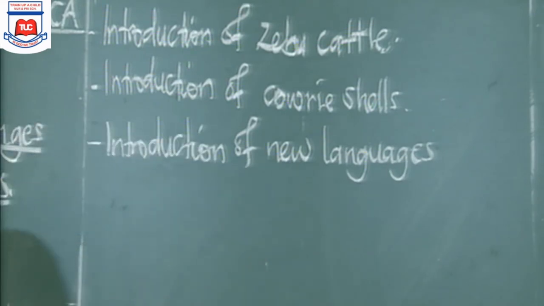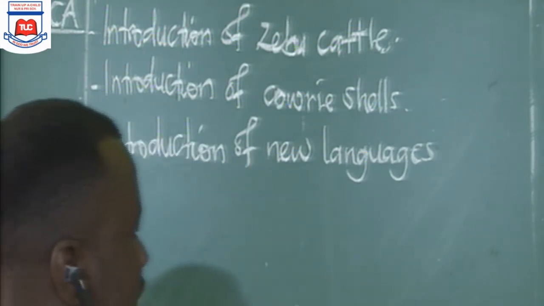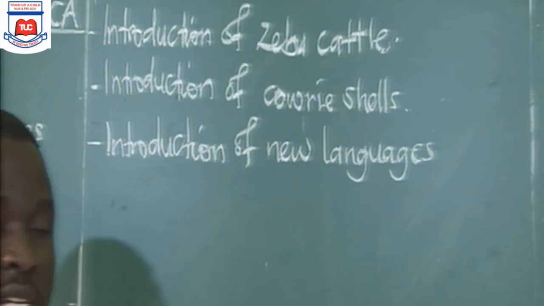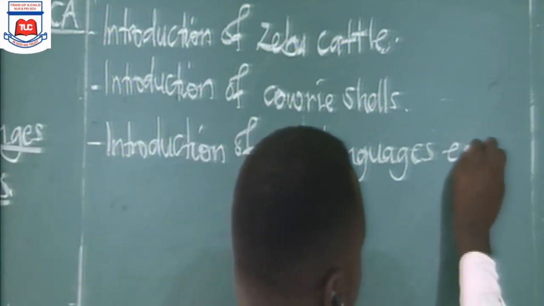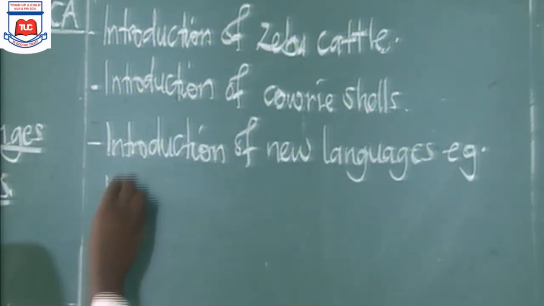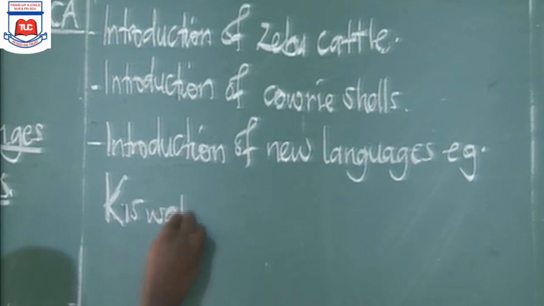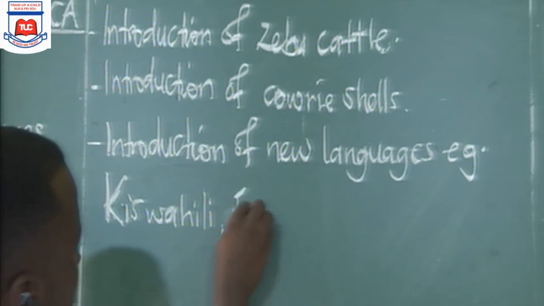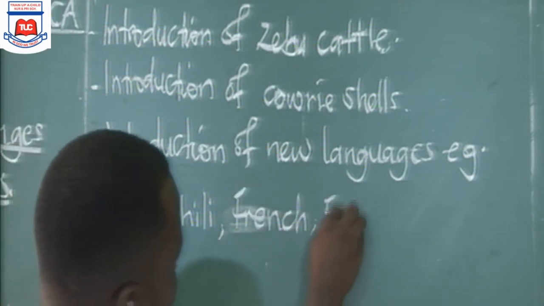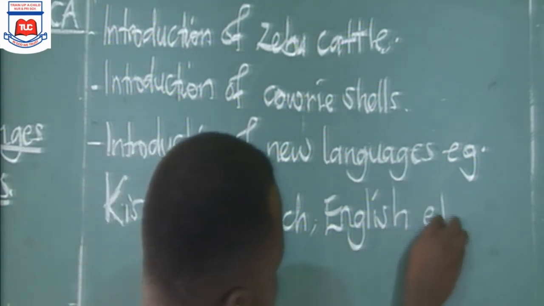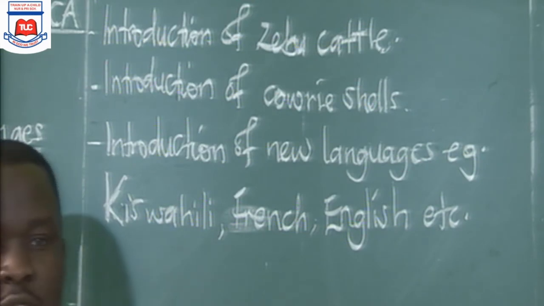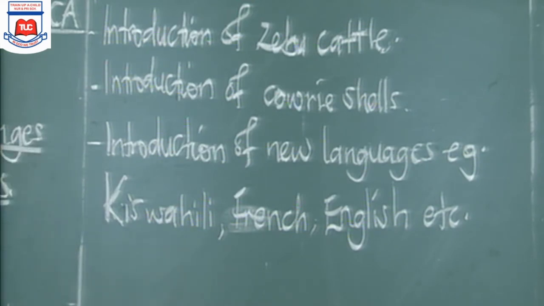Introduction of new languages to Africa, meaning that before that, we had our own languages that were spoken in Africa, but now when these foreigners came, they also brought in theirs. For example, we have a language we call Kiswahili. Then we can also have French, English, and others. So all these languages were introduced to Africa as a result of these foreigners coming to Africa.